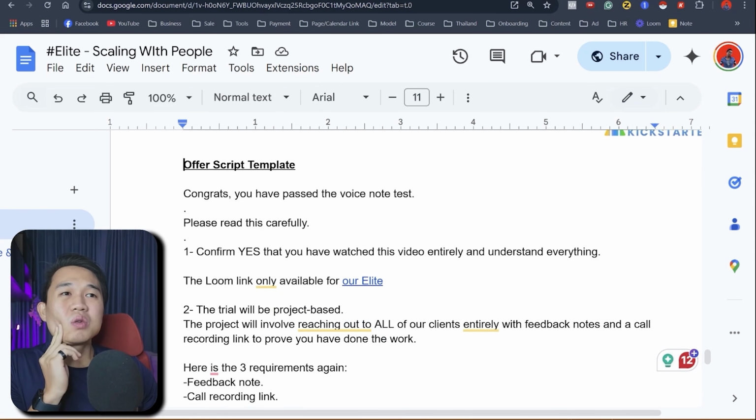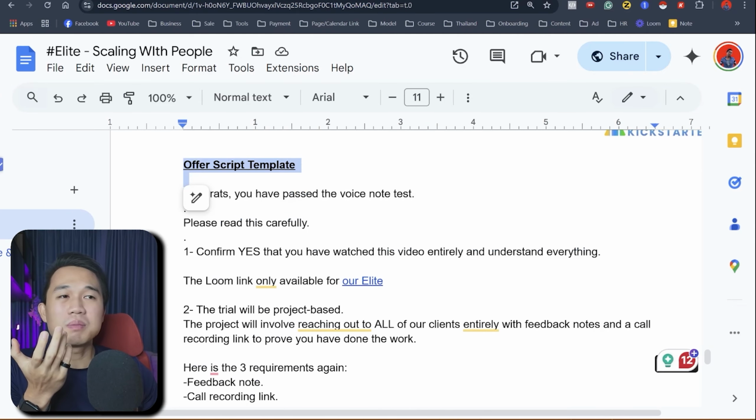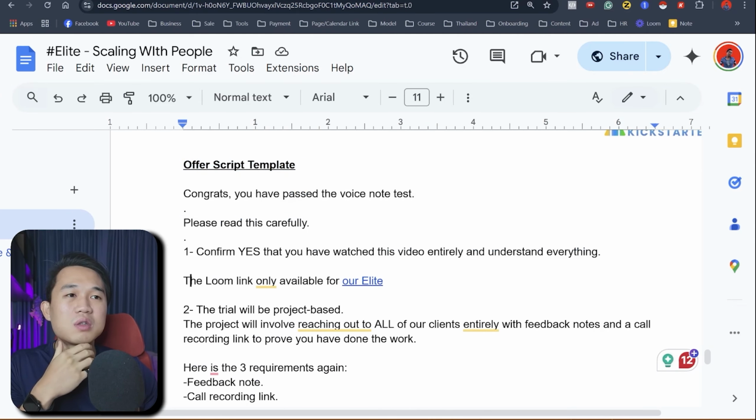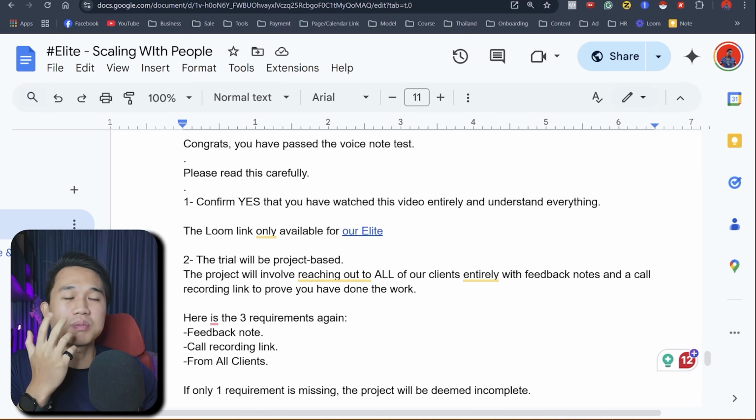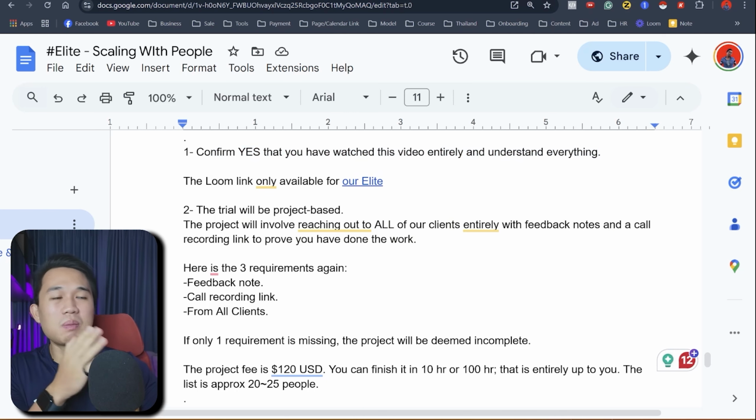So when it comes to the offer script, the full script that I screenshotted above, you can copy and paste it, remodel it, or use it as a benchmark. I said, hey, congrats, you just passed the test. Please confirm yes if you watched this video and understand everything. We have a full Loom when it comes to getting people to the trial.